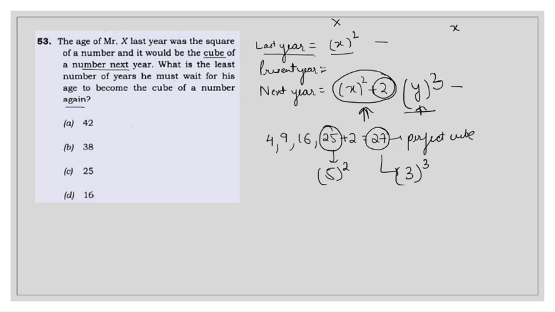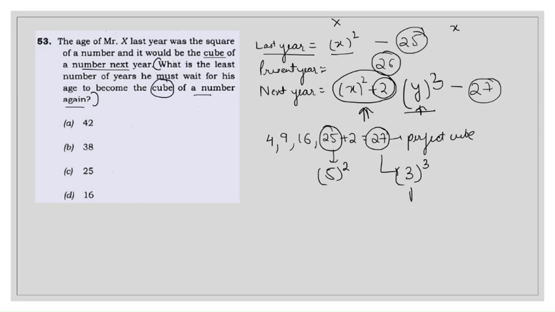The age of Mr. X last year was 25, and next year it will be 27, which means that the present age of Mr. X is 26. Now the question that they are asking is, what is the least number of years he must wait for his age to become the cube of a number again? Yani ki kisi bhi number ka cube unki age kab hogi dobara?